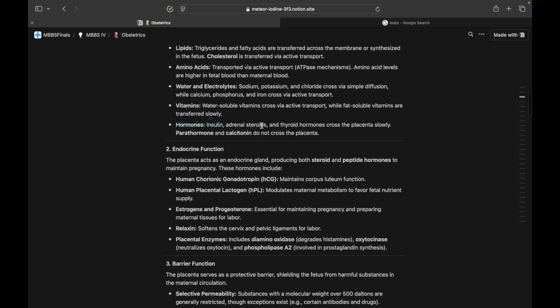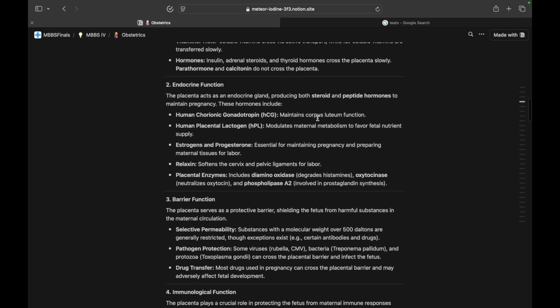Coming to hormones, insulin, adrenal steroids and thyroid hormones cross the placenta slowly. So, these things cross the placenta, but they do so slowly. Adrenal steroids, insulin and thyroid. But these things, parathormone and calcitonin, do not cross the placenta.